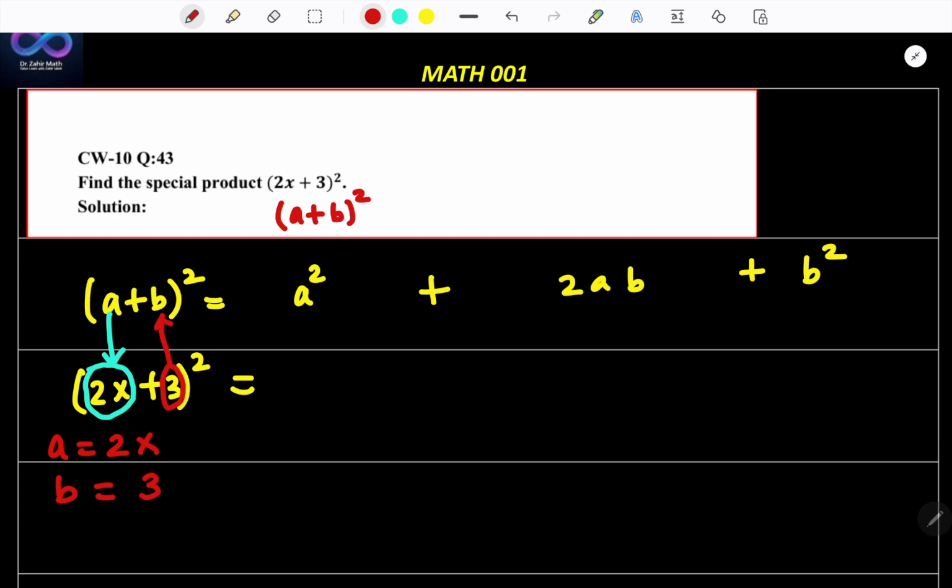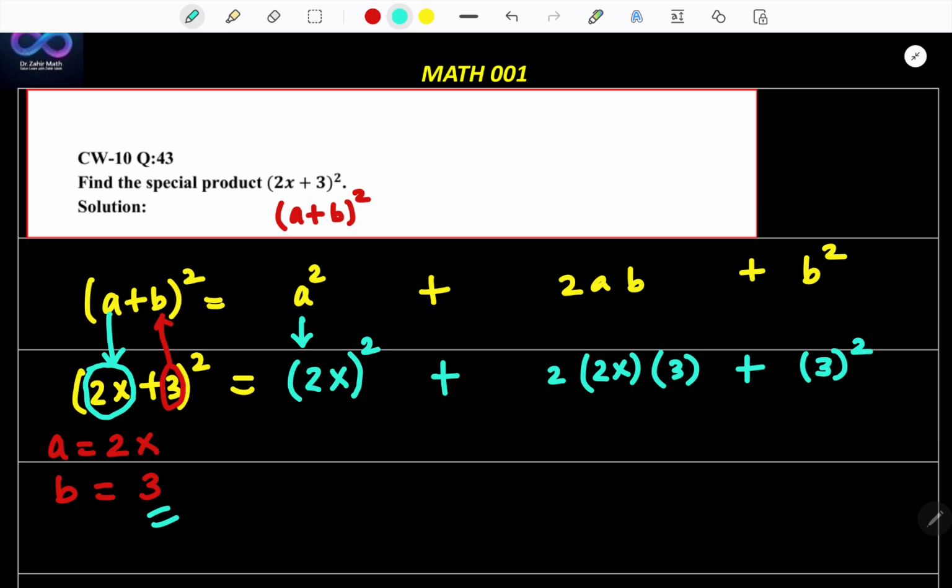Keep this in your mind carefully. So let us start. A is 2x, close the bracket, very important, whole square. And then plus 2 times a, which is 2x, and b is 3, plus b square, which is 3 square. Again I'll repeat. In the place of a it is 2x, and in the place of b it is 3. So I put a as 2x and a as 2x, b as 3 and b as 3. This square is here and this square is here.